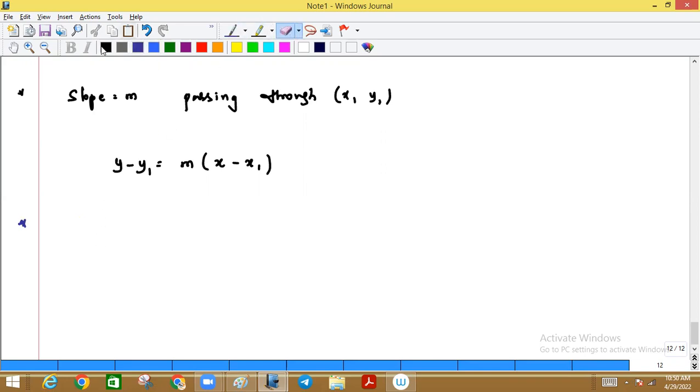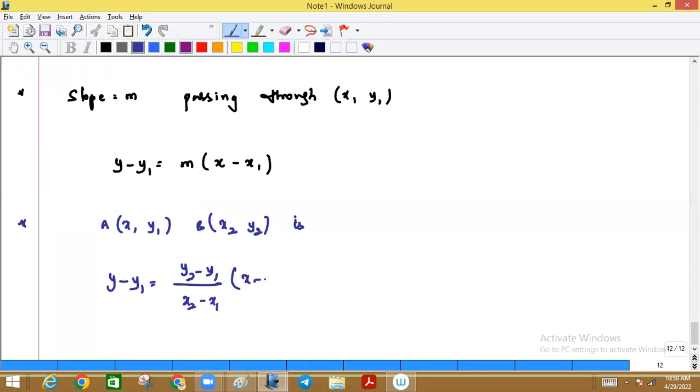Equation of a line passing through A (x1, y1) and B (x2, y2) is y minus y1 is equal to y2 minus y1 by x2 minus x1 into x minus x1.